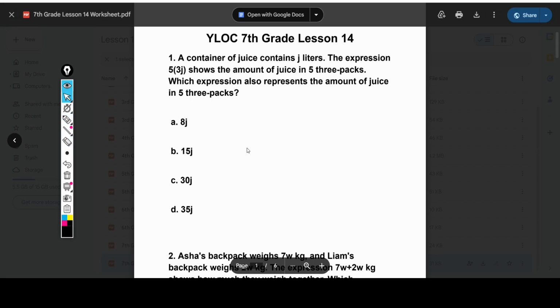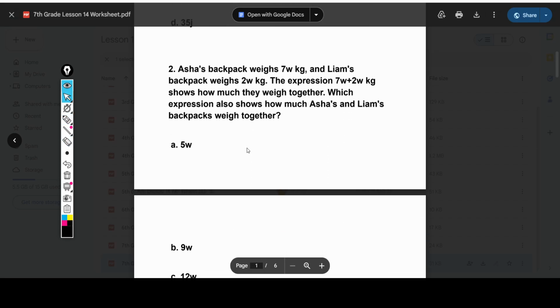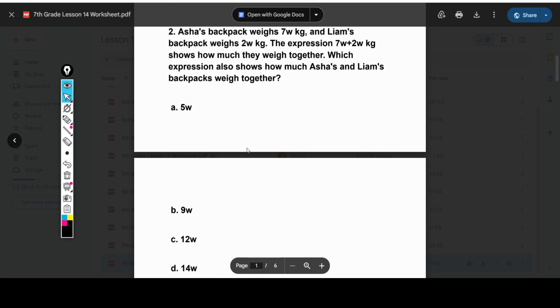Alright, and then moving on, we have Asha's backpack weighs 7W kilograms and Liam's backpack weighs 2W kilograms. So you have an expression 7W plus 2W kilograms, which shows how much they weigh together. So what's another expression that shows the same thing? Like before, you just have to simplify this expression, combine the like terms. 7W plus 2W is 9W. So you end up with 9W kilograms.